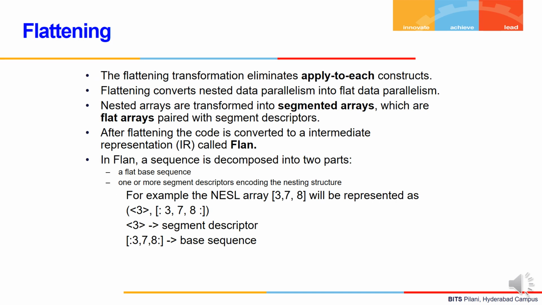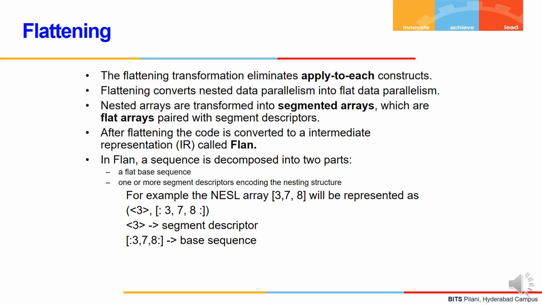The fourth phase of the Nessie compiler is perhaps one of the most important phases. As GPUs cannot execute nested parallel operations directly, the flattening transformation is used to map the NESL program source code to a SIMT execution model. SIMT stands for Single Instruction, Multiple Threads. The flattening transformation eliminates apply-to-each constructs. Flattening converts nested data parallelism into flat data parallelism. The nested arrays are transformed into segmented arrays, which are flat arrays paired with segment descriptors.